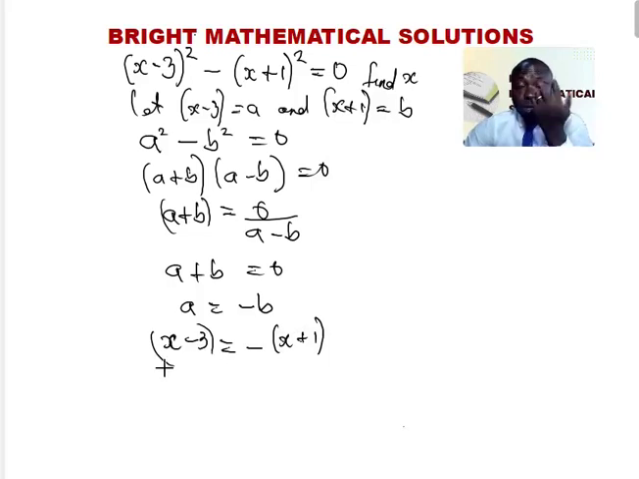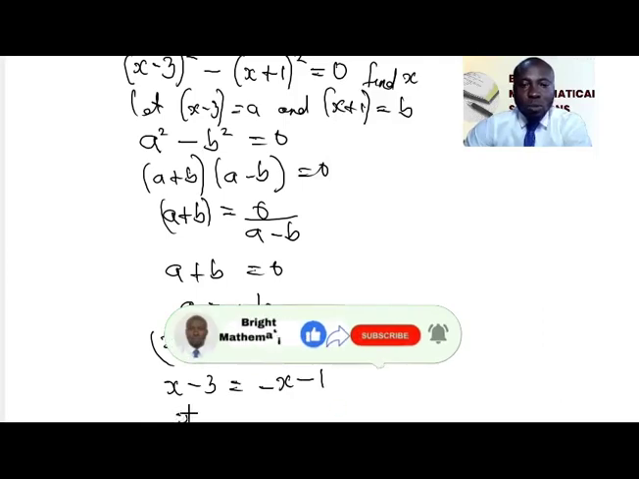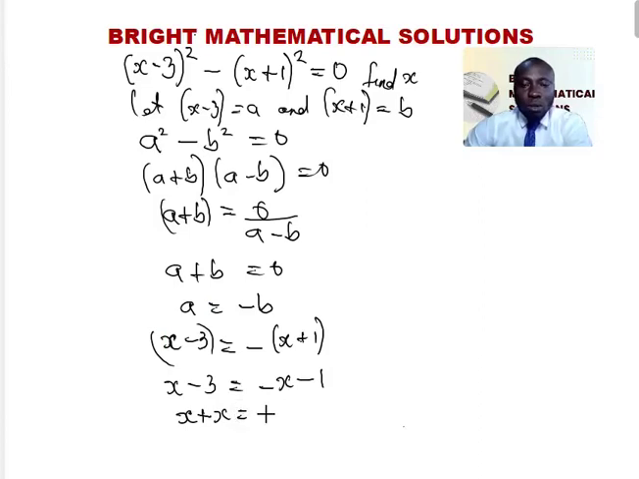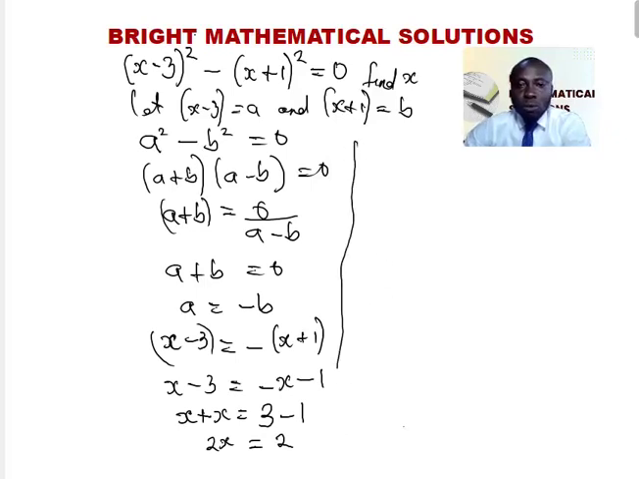So from here, let us solve. Therefore, x - 3 = -x - 1. So let us take it to the other side. By the time we collect the like terms, that will be x + x = 3 - 1. So that is 2x = 2, and therefore x = 2/2, which is 1.